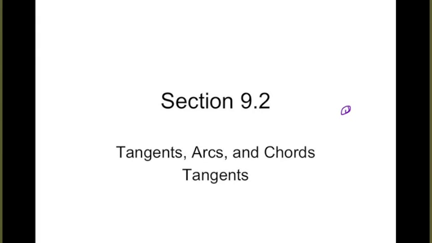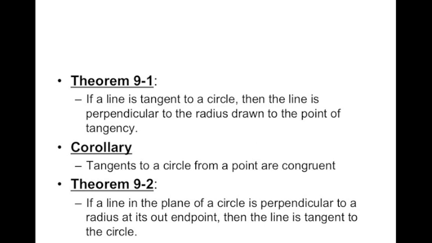More about tangents. We learned what a tangent was in our first lesson. Today we're going to talk about some characteristics of a tangent. Our first theorem says if a line is tangent to a circle, then the line is perpendicular to the radius drawn to the point of tangency. There is a ton of vocab in here, so if you don't know what that means, we have no idea what this is saying. So we're going to break it down term by term to get straight what this is saying.